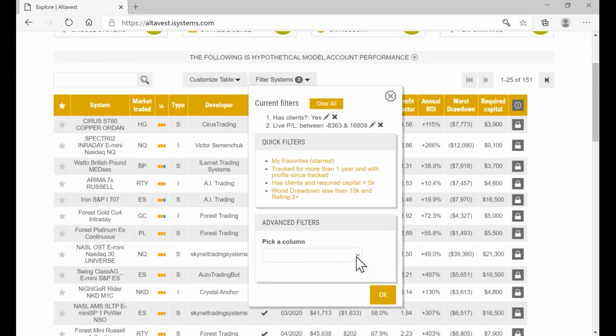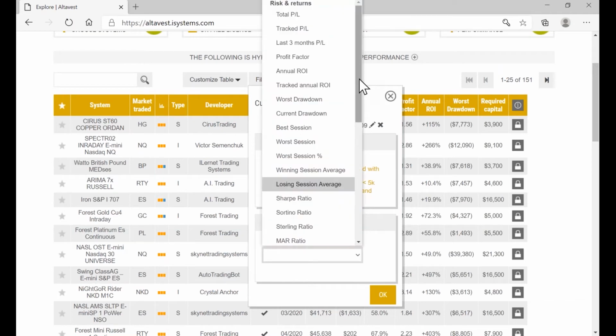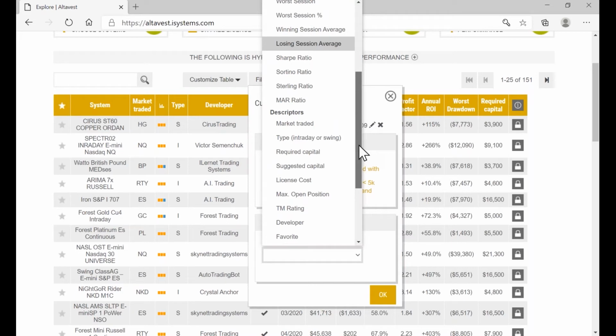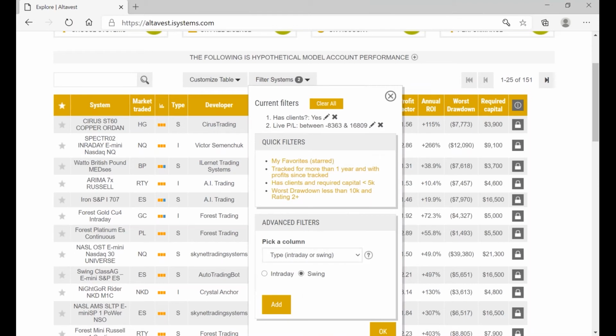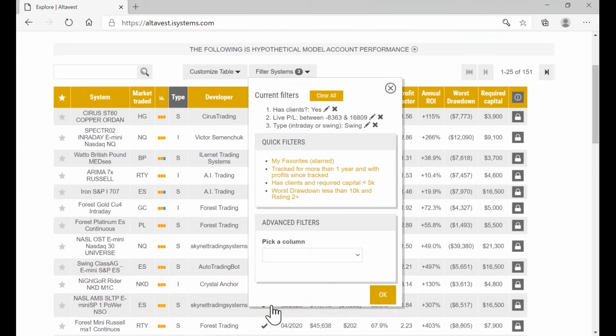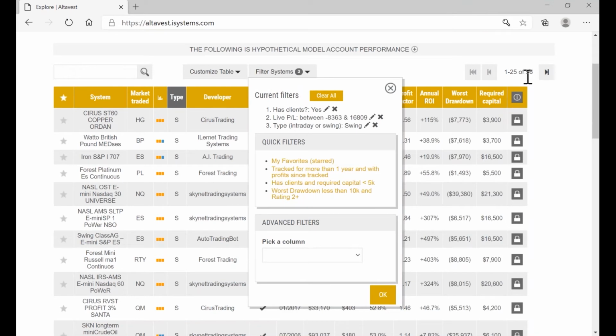So anyway, you can go on and get very granular, and you can have a lot of fun with this, ending up with a universe of systems that meet all of your criteria. Or maybe you want to look at only a swing trading system. So now there's 56 that meet all these criteria here.